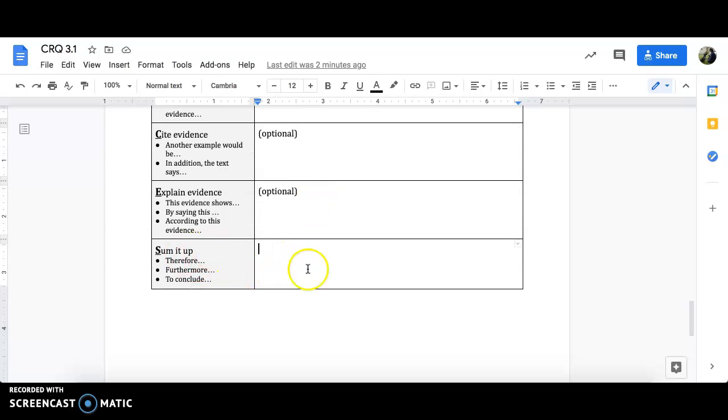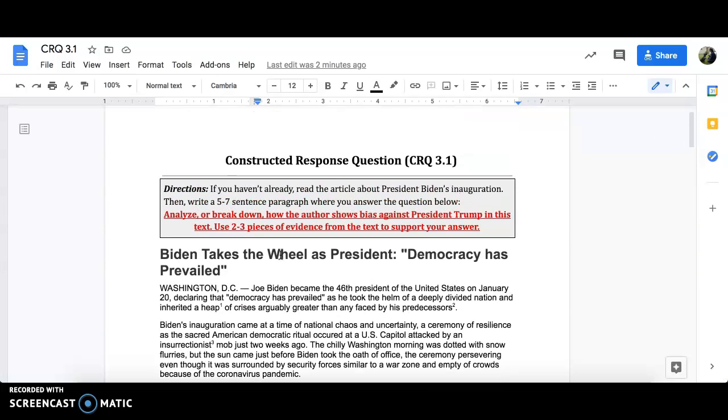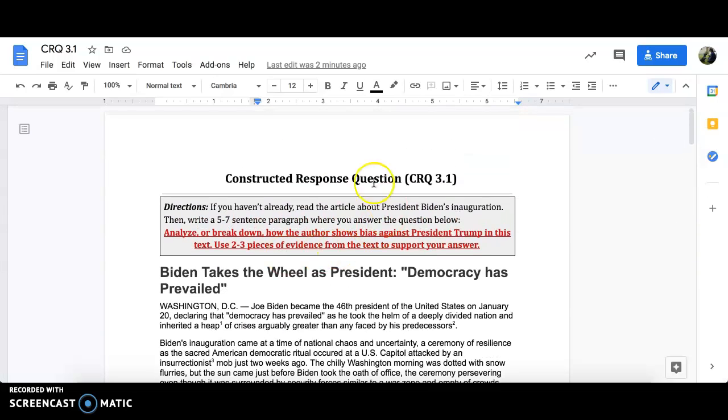And then you'll conclude, sum up, wrap up your main point one last time, and make sure you very clearly argue how there is bias in this text. And that's all you have to do. If you need help, of course, reach out to me. Otherwise, use this video and read the passage and try to do it first on your own.